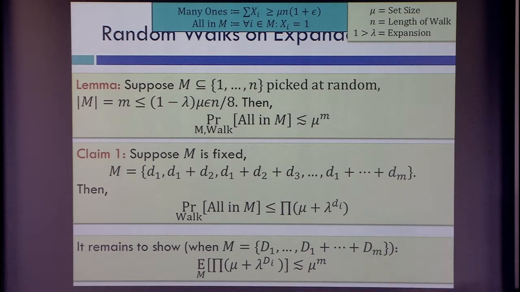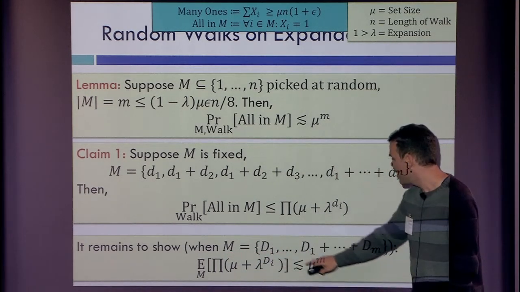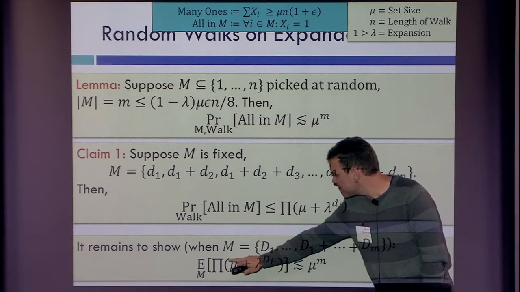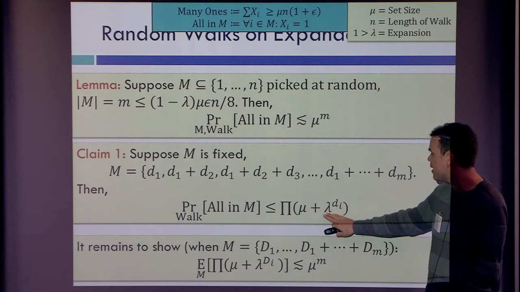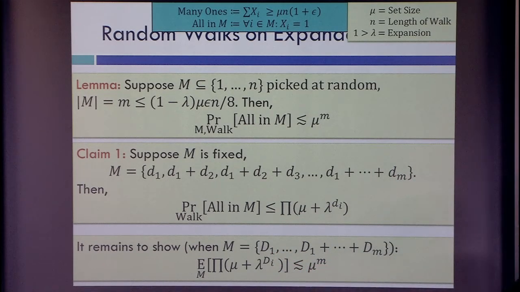So what does this mean? What this means is that what we need to show is that if we pick the set M at random, then basically the expectation of this expression over the choice of the set D is small. And that's all we need to do to get Chernoff bounds for random walks on expanders.